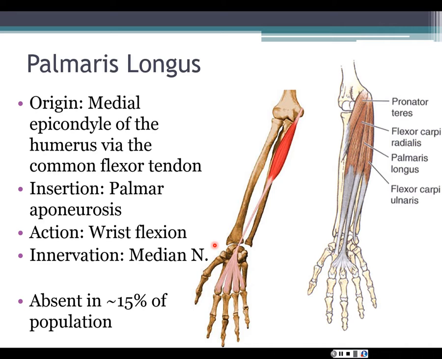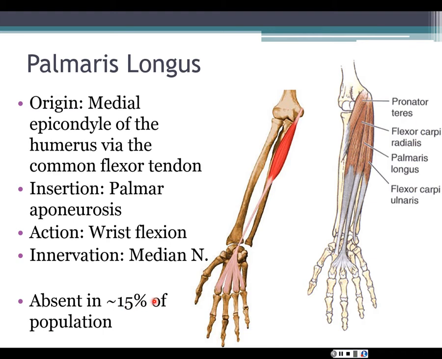Because of where it crosses, it's basically shooting straight down and going into the palm of the hand in the middle, so it's not going to have any real effect except for wrist flexion. And it's a really tiny muscle, so it's not very strong in general. This is also one that's absent in about 15% of the population.